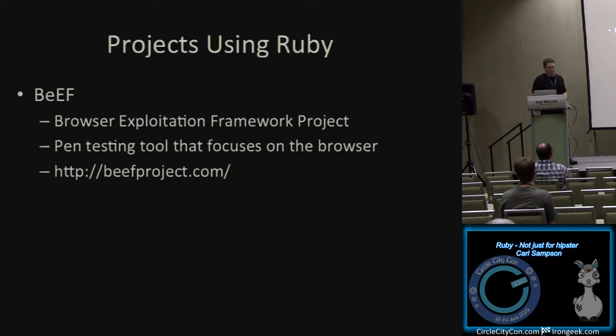Beef, the browser exploitation framework, is also written in Ruby, and that's a pen testing tool that focuses on the browser. So it has a Ruby server component, and then you include the JavaScript in whatever payload or whatever site you want to use it, and that communicates back and forth with the server. It allows you to do really interesting and fun things. So, try it out, hook your friends, with permission, of course.